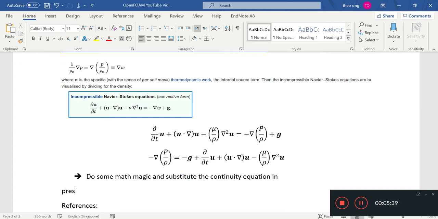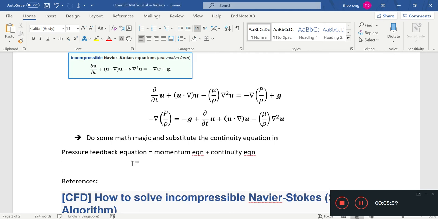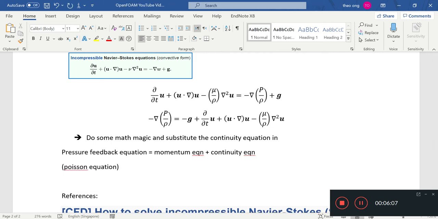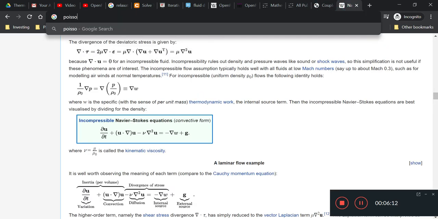So the pressure feedback equation, I'm going to skip out on all the math. I'm just going to go through the concept to give you an intuitive feel. So the pressure feedback equation equals momentum equation plus continuity. This is a very high level overview, and this is known as the Poisson's equation. For more information, you can take a look online. Okay, Poisson equation for pressure.